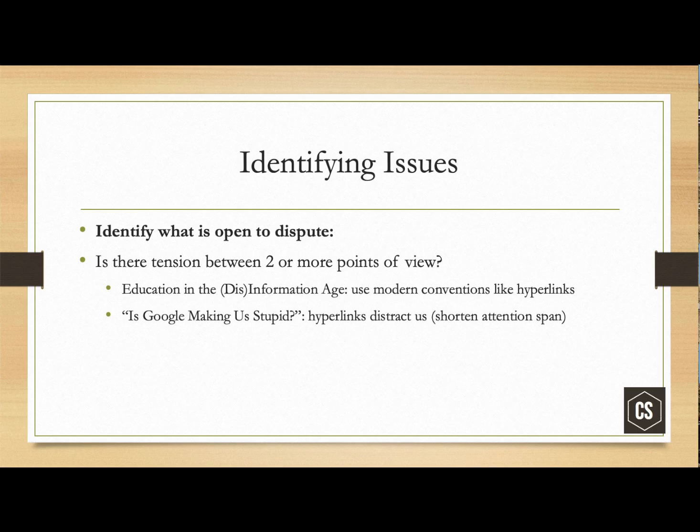What I want you to do is identify something that's open to dispute, such as what is the fatality rate of COVID? What does mask wearing do for us? And then you can go search out those facts, although we had somebody providing facts in class last time. What is open to dispute? And then is there tension between two or more points of view?